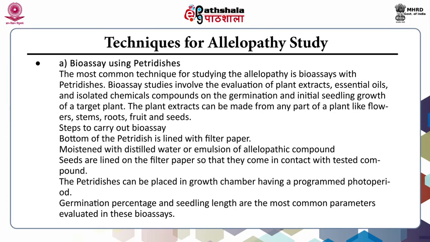Now, the steps required to carry out the bioassay. First, the bottom of the petri dish is lined with filter paper, then the filter paper is moistened with distilled water. Seeds are then lined on the filter paper. The petri dishes are kept in the growth chamber having a programmed photo period. Thereafter, on the 7th day of the germination, germination percentage and seedling length are evaluated.